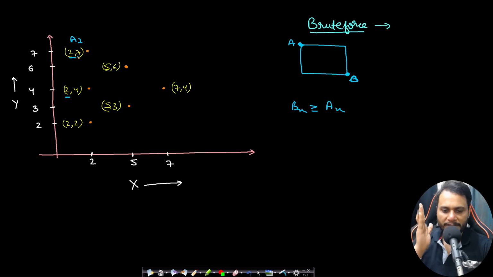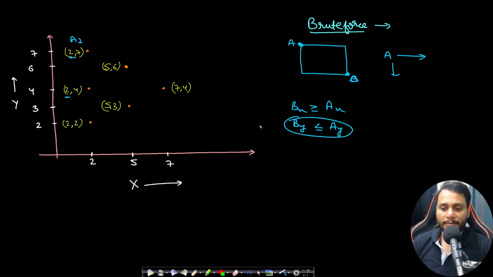That means the point either lies on the same vertical line or it must be on the right side. It cannot be on the left side. So whenever I consider A, I'm just trying to see something to the right and bottom, so that only this view can give me the bottom right corner. So bx must be greater than or equal to ax, and also the y coordinate must be less than or equal to the y coordinate of a.